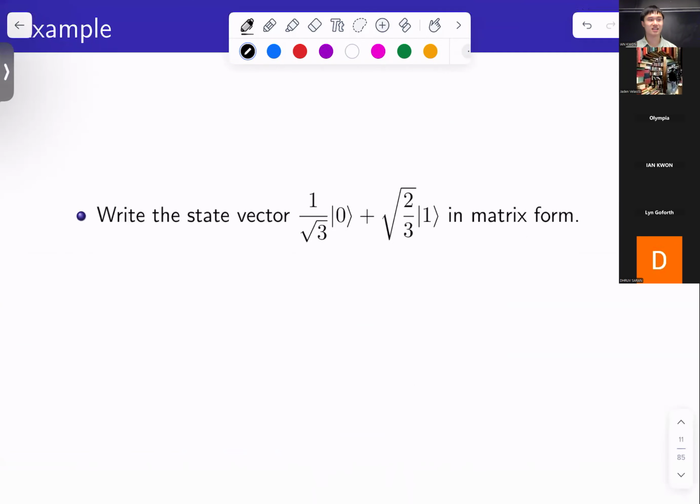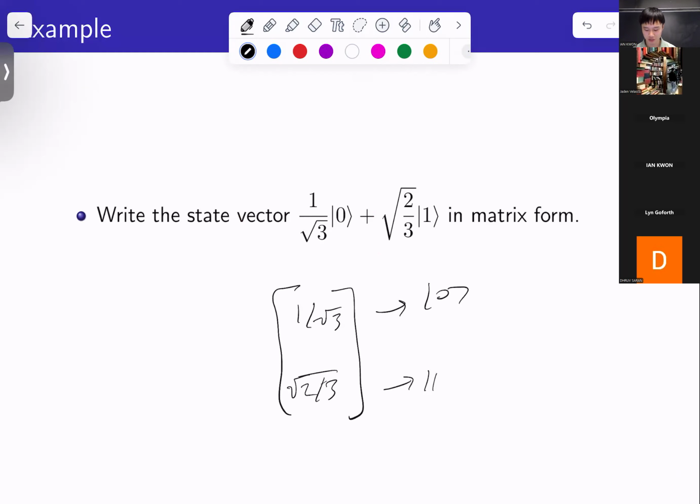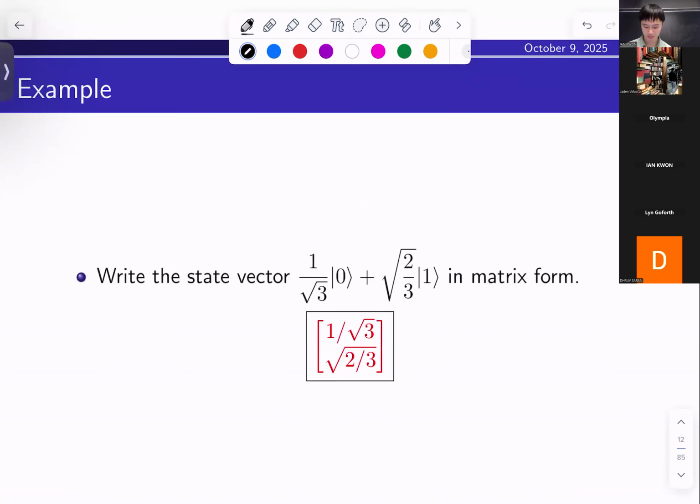Okay. Here's another practice example. Maybe somebody else can tell me what this looks like as a vector. Yeah, exactly. So just a very simple rule. And again, this corresponds to the 0 coefficient. This corresponds to the 1 coefficient.